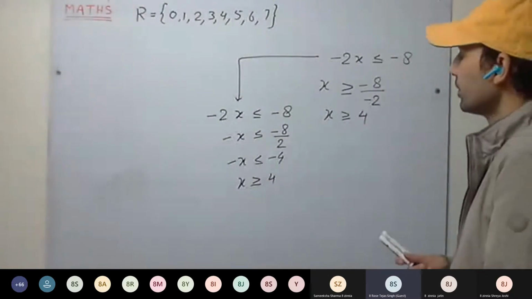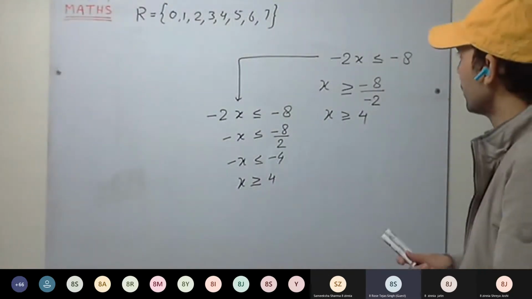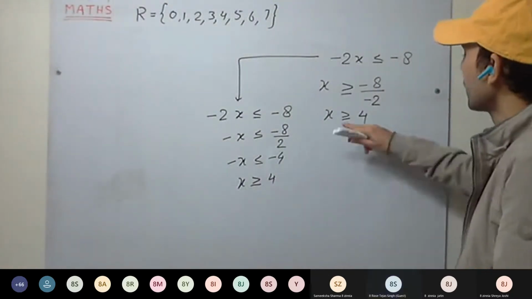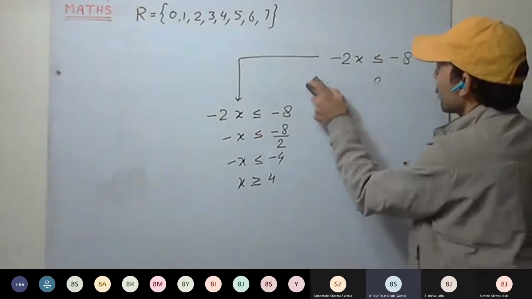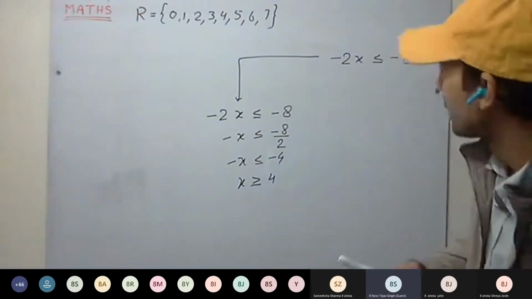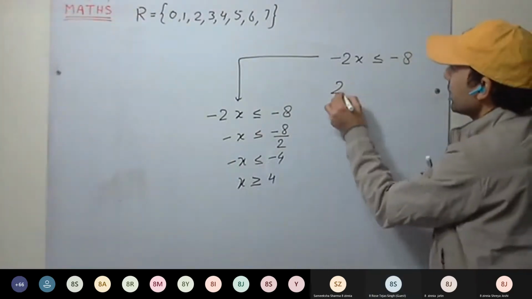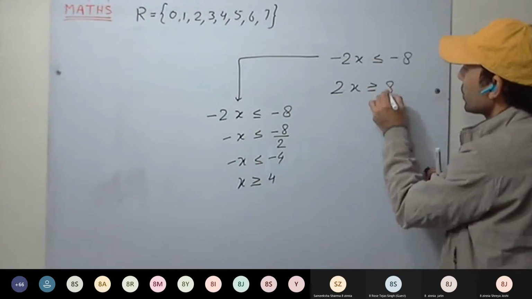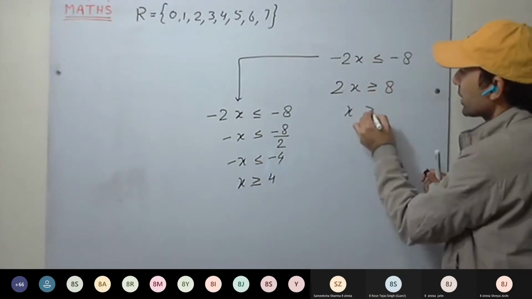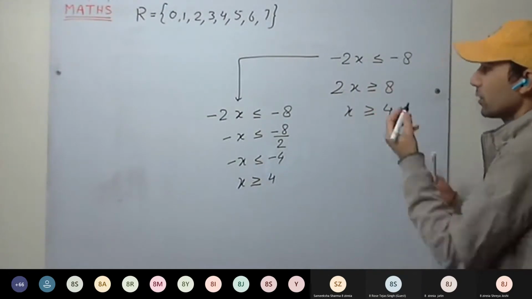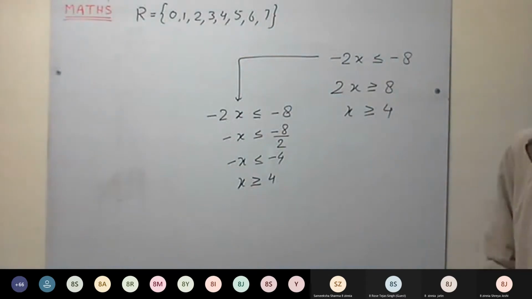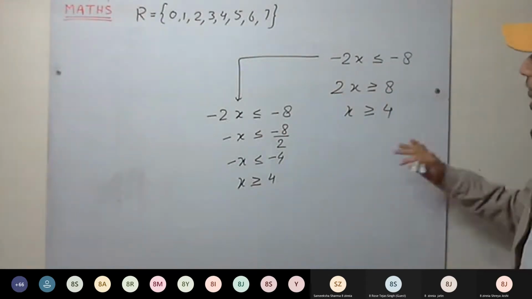Sir, we can do 2x is greater than equal to 8, like that also. First, you are removing the minus. It will be 2x greater than equal to 8. Now x greater than equal to 4. In the same way, you can apply any operation first.